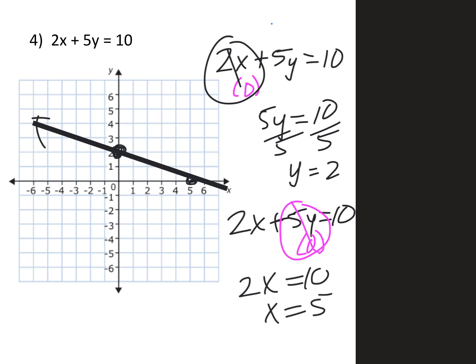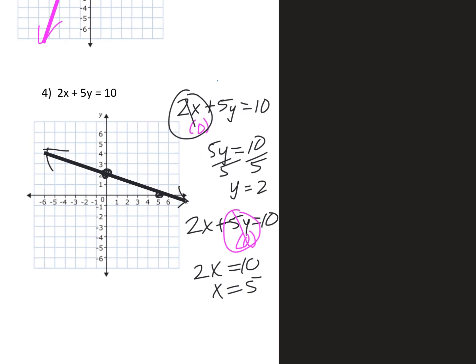So I don't know if that's a motivation for anybody or not, but the ones that I give you in standard form will be really easy to do by intercepts, just like that. But I know a lot of us just like to constantly switch it over into slope-intercept form. Nothing wrong with that. So I'm going to go ahead and do that really quickly too.